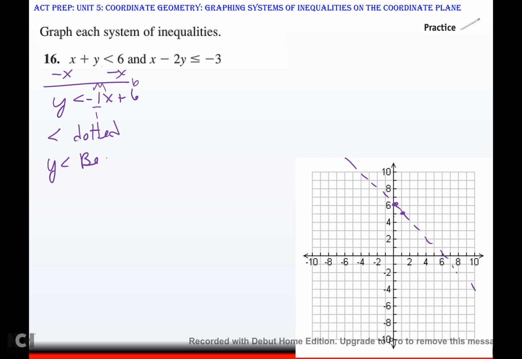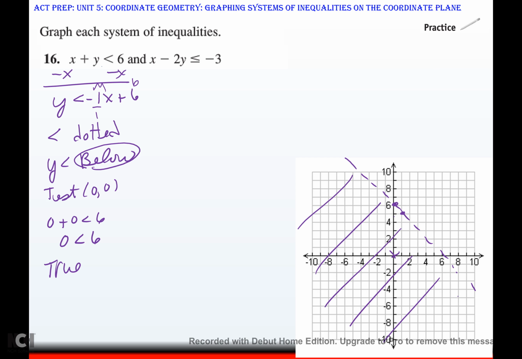Pointing at y means I'm going to shade below, but I should test a point. So test 0, 0, and I get 0 plus 0 is less than 6. 0 is less than 6. Think about that. Apparently I've been screwing that up a lot. That's true. So wherever 0, 0 is, I'm going to shade, which is below like I thought. Okay, so now get y alone on the other one.